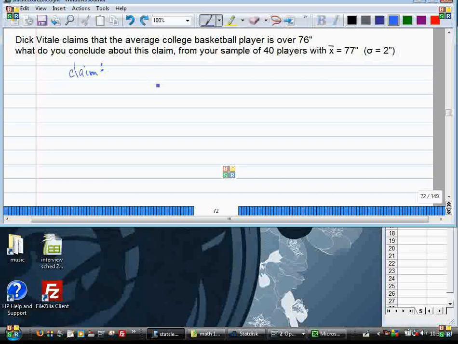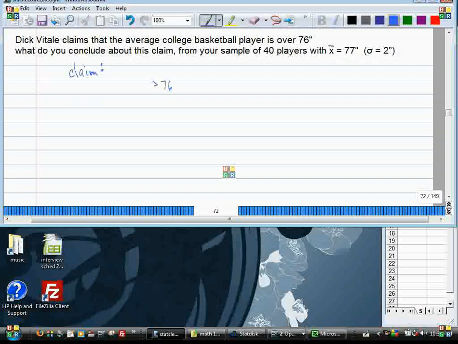Okay. So the mean is greater than 76. Now the question is which mean? What's the notation for it? Is this about proportions? No, this is about means. Okay. That's the first thing.